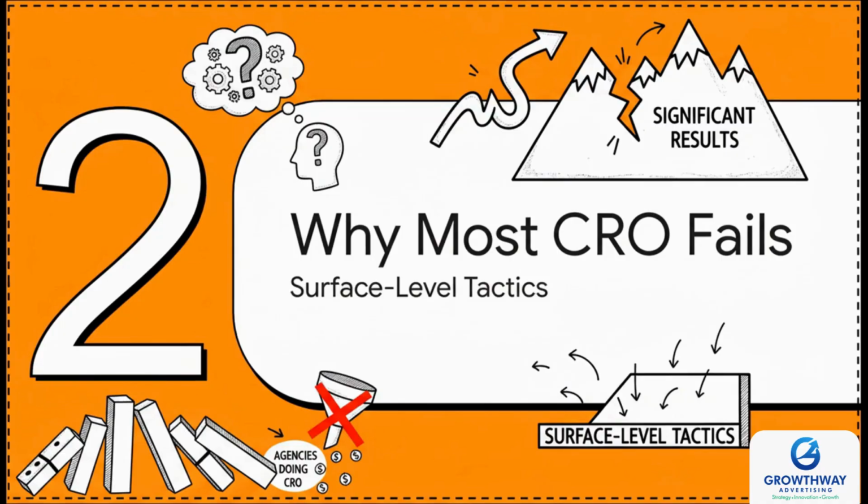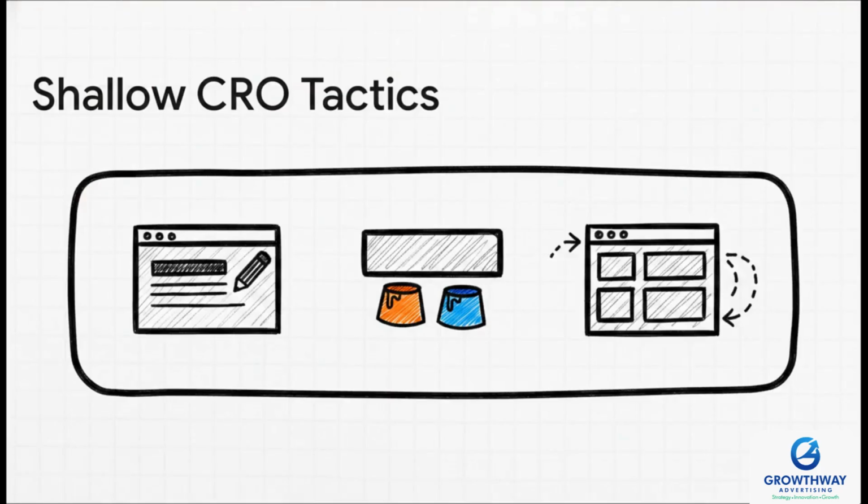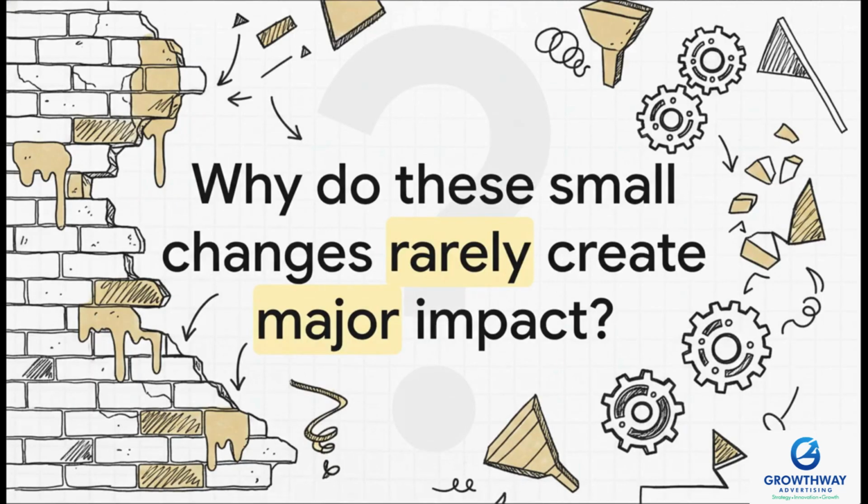Well, let's talk about the usual suspects. I mean, come on, you've seen this stuff a million times. Maybe you've even tried it. Changing headlines, testing button colors, moving some stuff around on the page. Look, these things can sometimes give you a teeny, tiny little bump, but they almost never lead to massive, game-changing growth. So why is that? Why do these little changes almost never create a major impact? If everyone calls them best practices, why aren't they working wonders?